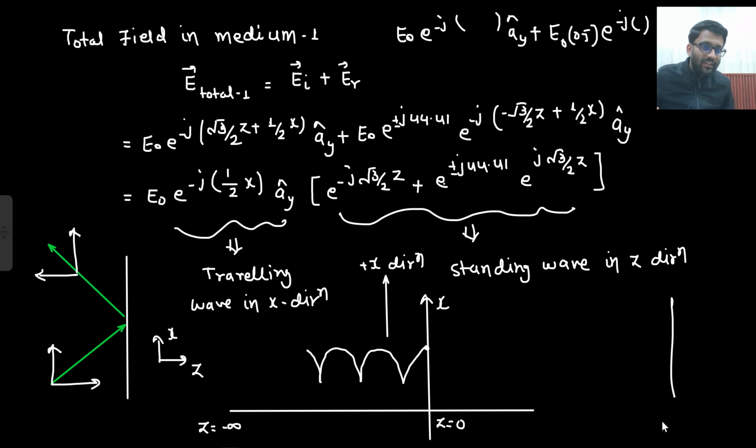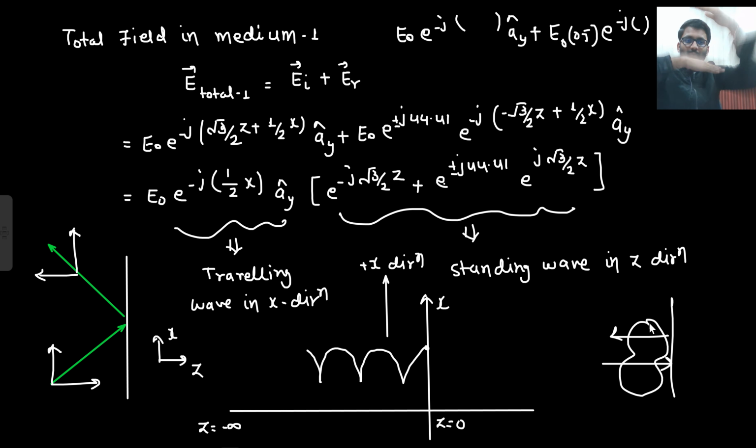And in case of normal incidence, what was the case? One wave was like this, another wave was like this. And when both combined, what did it make? Standing wave. Here also, one wave is like this, another wave is like this. Both combined, what will it make? Standing wave. So in the z direction, you are getting a standing wave, but in the x direction, you are getting a traveling wave. So in the examination, if these kinds of questions are coming, they will give you random values.